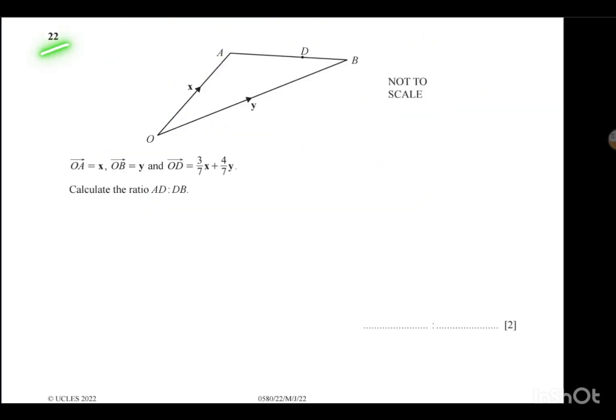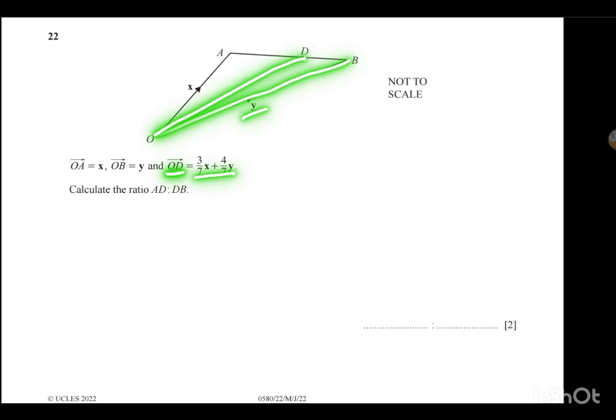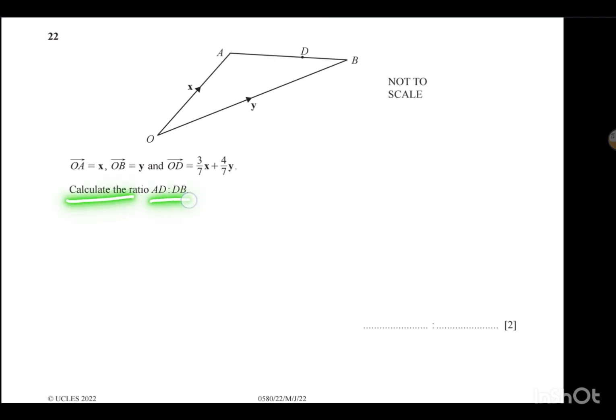Question 22. OA is equal to x, OB is equal to y. Vector OA, position vector of A, is x. Vector OB, position vector of B, is y. The position vector OD is 3 by 7x plus 4 by 7y. So this is the position vector of D. They are asking us to calculate the ratio AD is to DB.